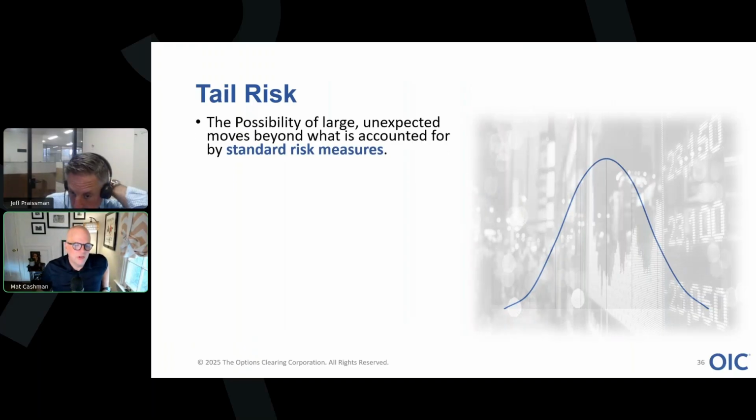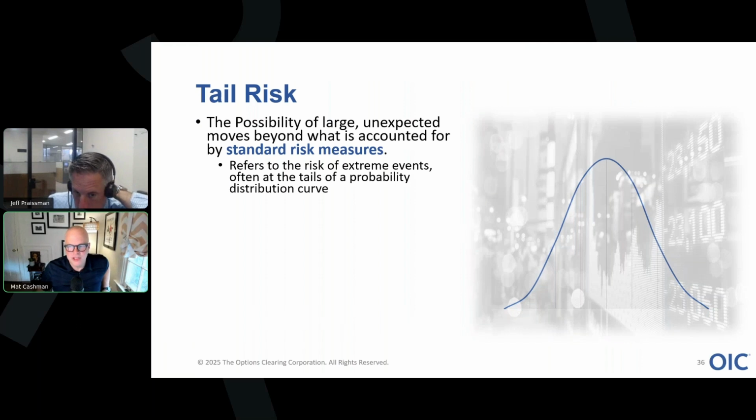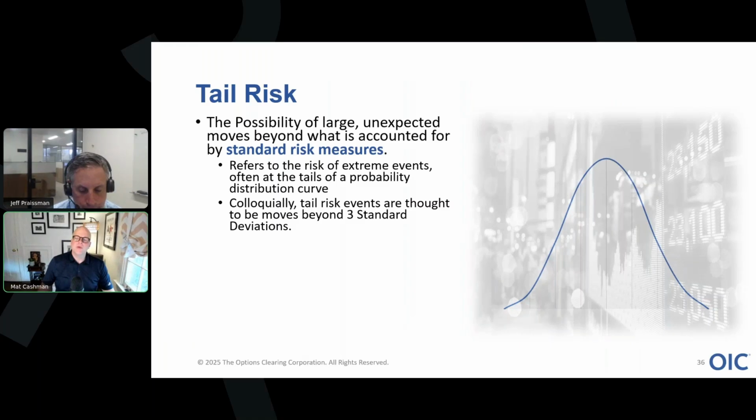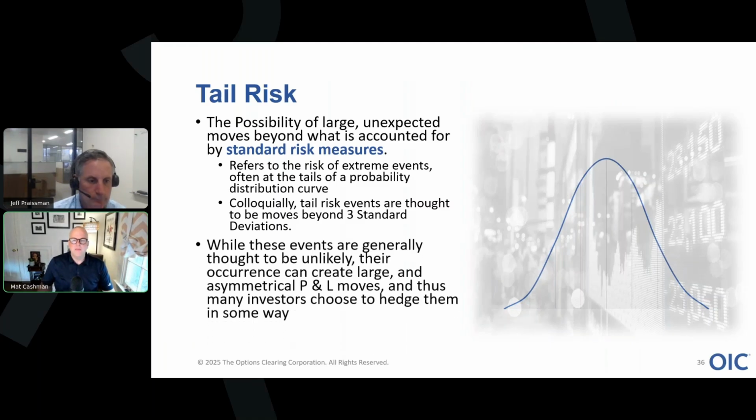Tail risk is really the possibility of large unexpected moves in either direction that aren't necessarily accounted for by standard risk measures. It's like extreme events. Most of the time, colloquially, people think about it as 3 SDs or more away from the mean. And while these events generally are thought to be unlikely, they have asymmetrical P&L ramifications. And that's why people care about them, especially when vols get super high and when things start to get a little funky as far as the market moving around.